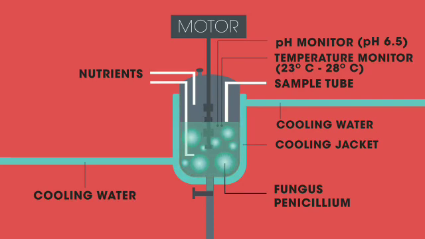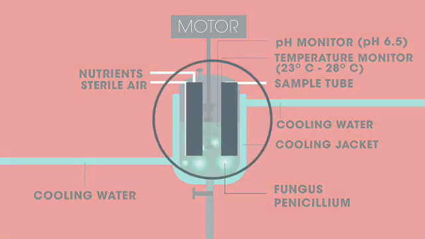3. Oxygen level. Oxygen is needed for the fungi to respire. The amount of oxygen available is controlled by allowing the entrance of sterile air. Why do you think it's important the air is sterile? Pause the video to think about this.